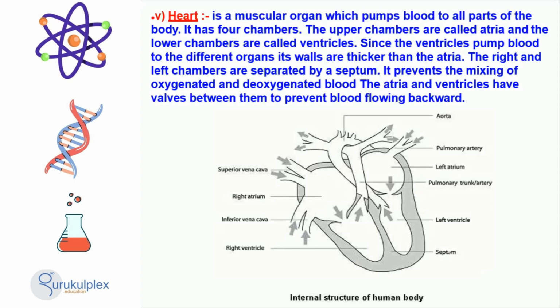It has two upper chambers called atria and two lower chambers called ventricles. The atria receive blood from veins and the ventricles pump it out towards the body. To separate oxygenated and deoxygenated blood, the atria and ventricles are separated by a septum. Additionally, there are valves between the chambers to prevent the flow of blood in the wrong direction, guaranteeing that all blood is being directed in the correct way to the various organs and tissues in the body.